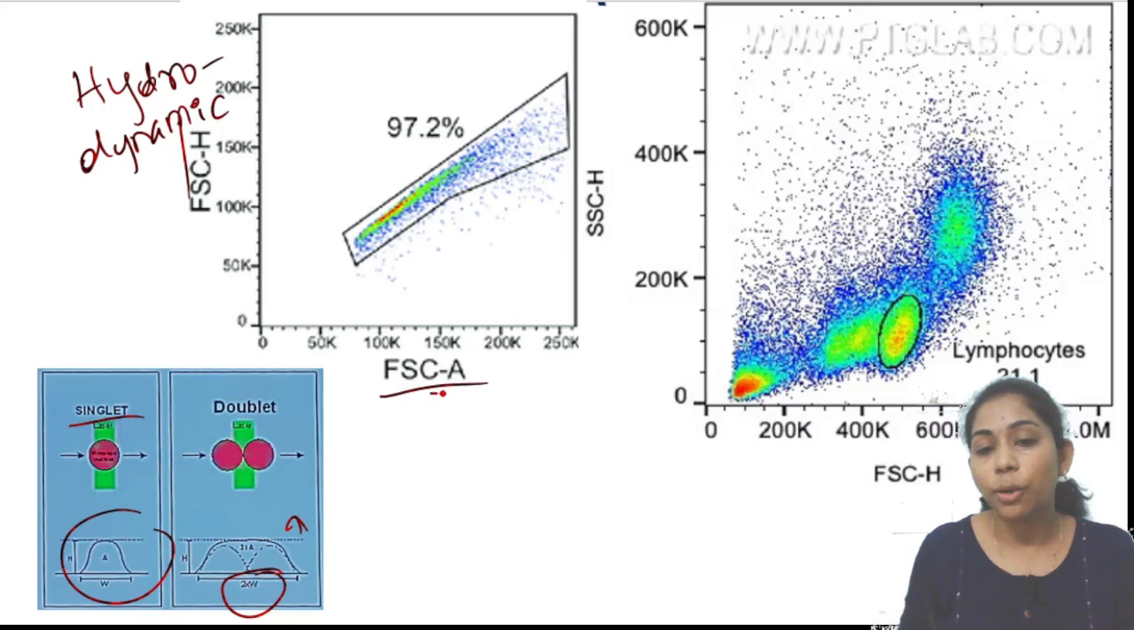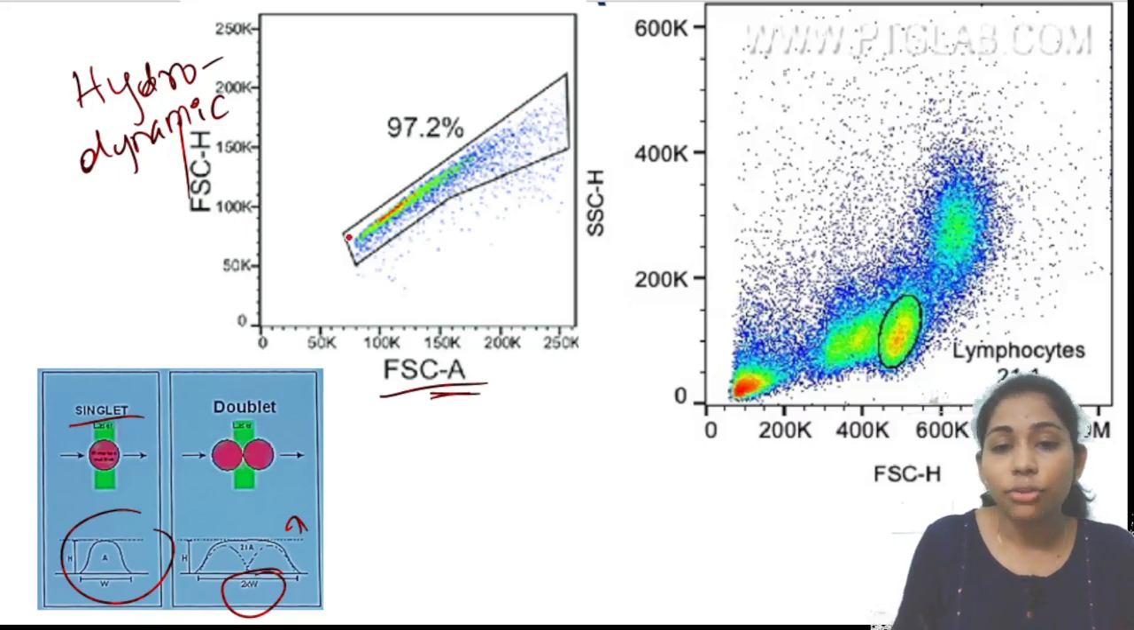So we are plotting area versus height. You can see here this is the gating, which is an electronic window. Gating is nothing but an electronic window. We have created a window surrounding this, and you can see some dots here. These dots are lying outside this window.